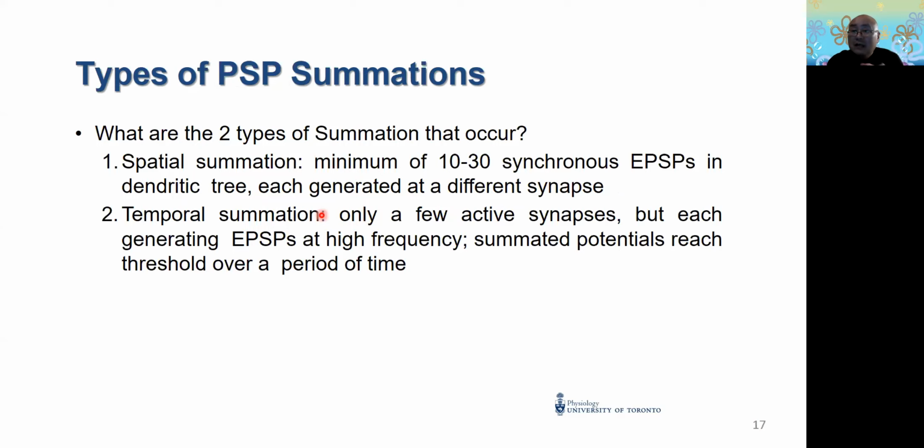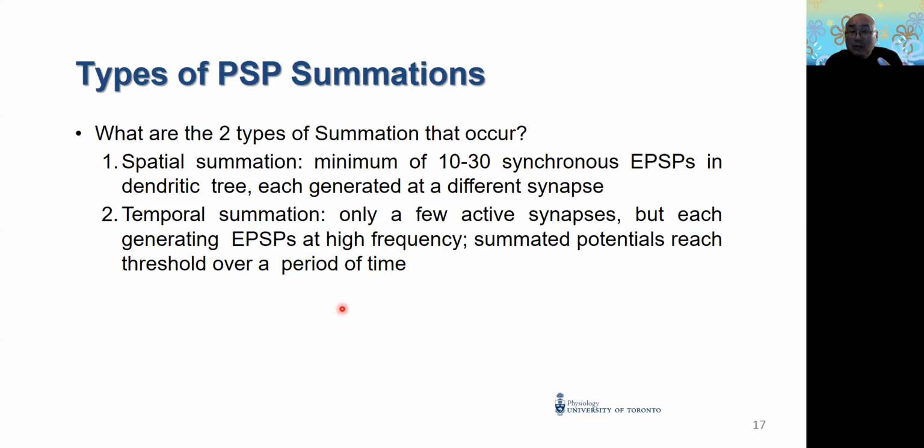So there are 2 different types of summation. One is spatial summation, and here we might have multiple inputs to the same neuron, and we might have 10 to 30 different synchronous IPSPs occurring all across the membrane, each generated at a different synapse, and that will be enough to raise the signal high above threshold at the trigger zone. And again, I'll show you that in a few minutes.